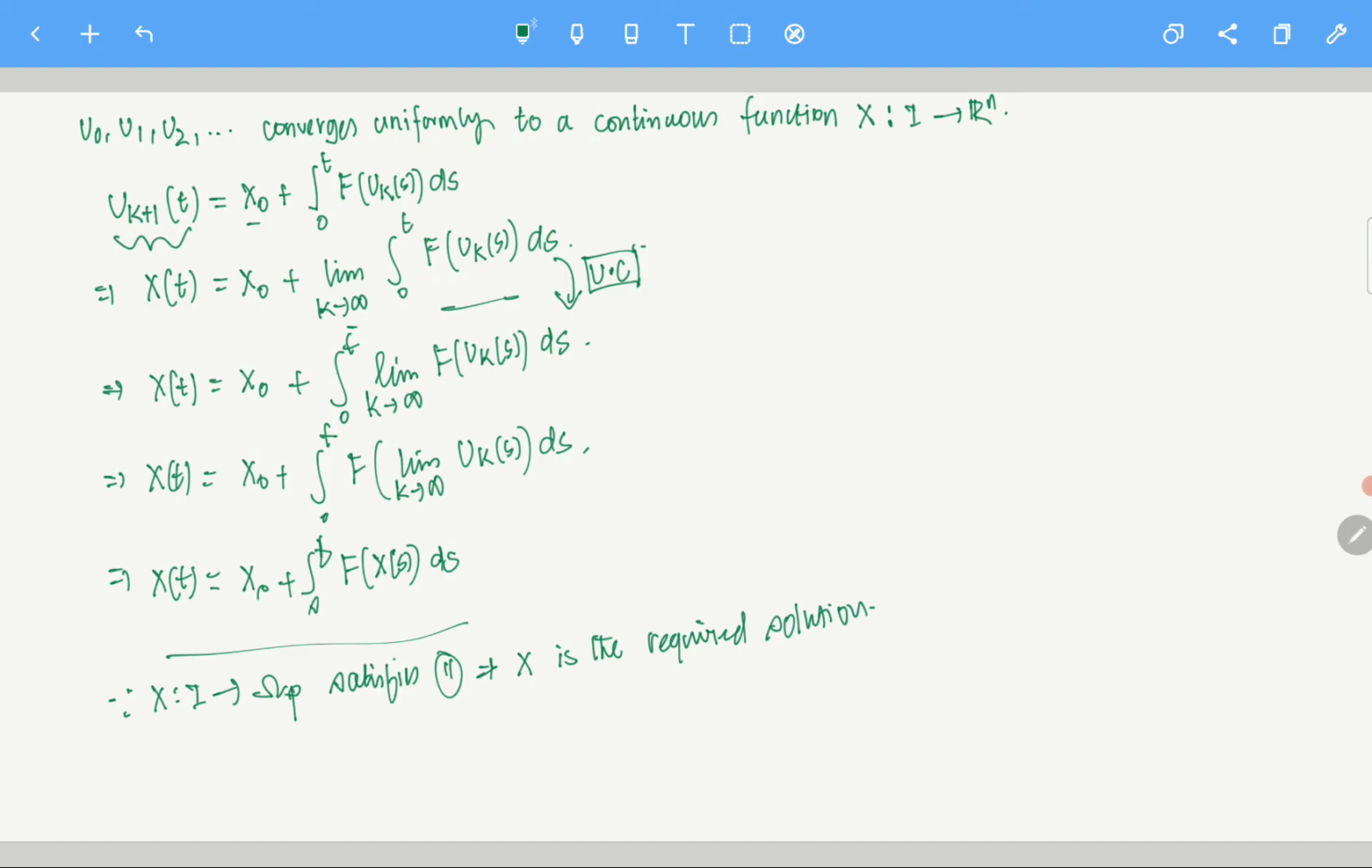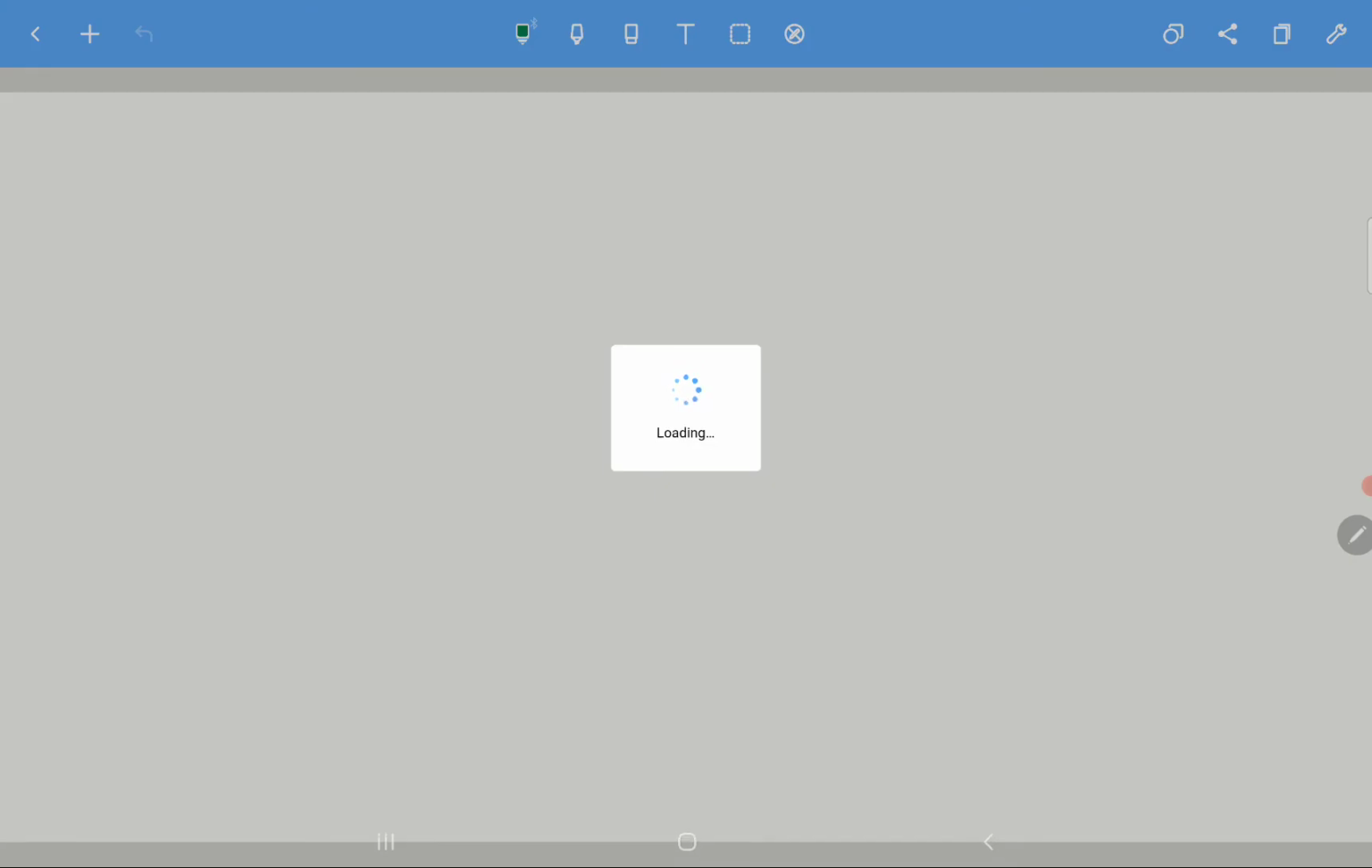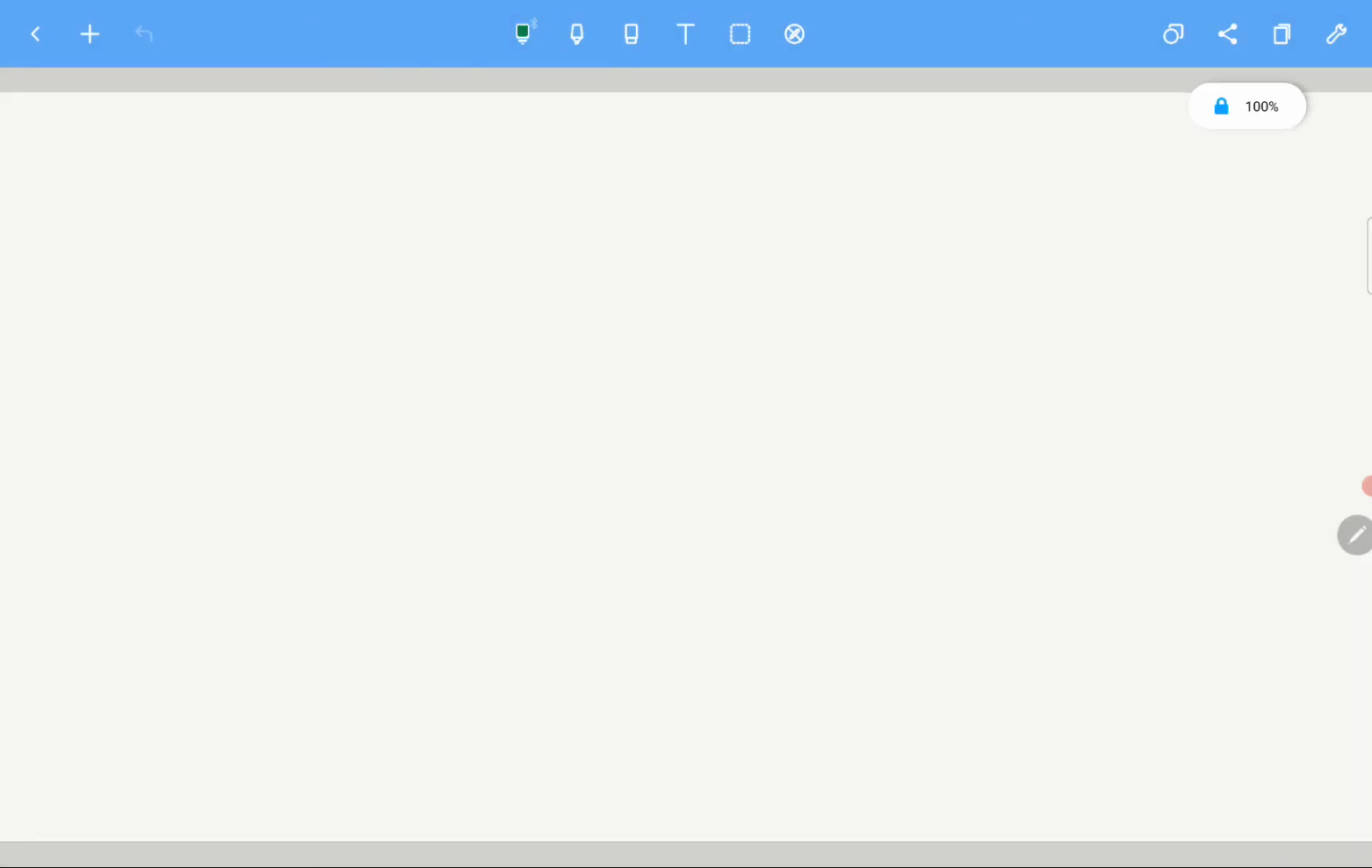Now, do you really think that x is C1 also? Of course x is C1, because f is given to be continuous. F is C1 actually. And the fundamental theorem of calculus says that x is C1, right? So I'm not worrying about all that. I hope this is clear. I can leave it for you guys to handle.